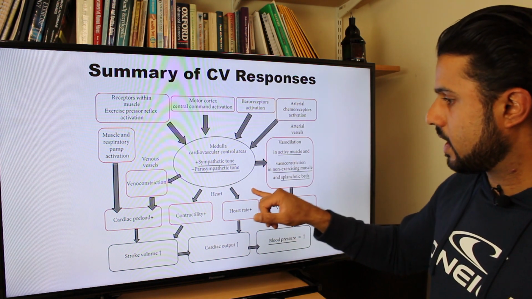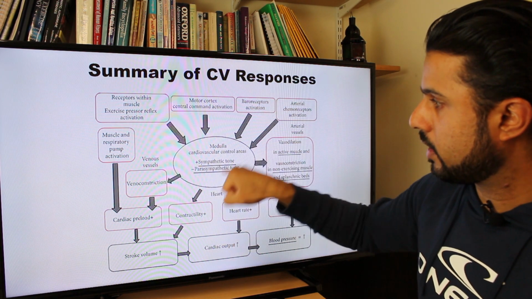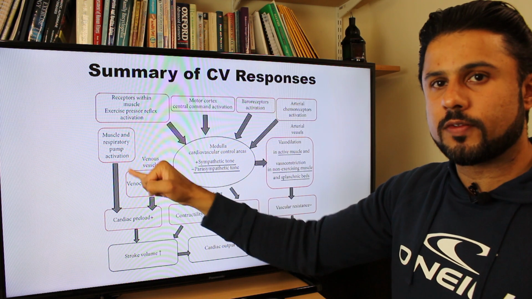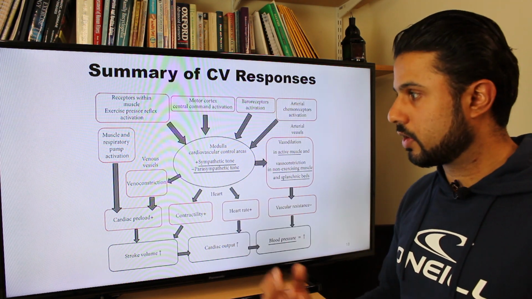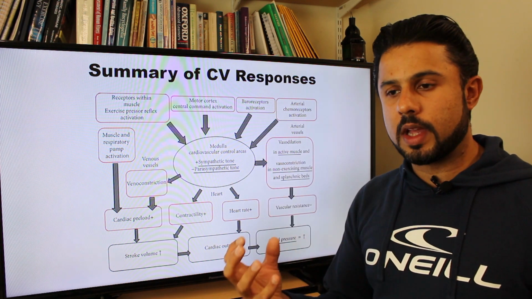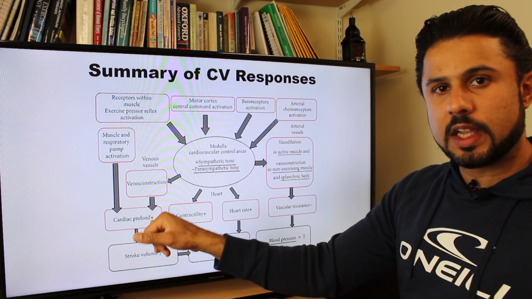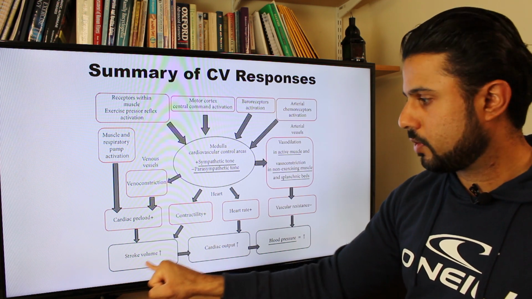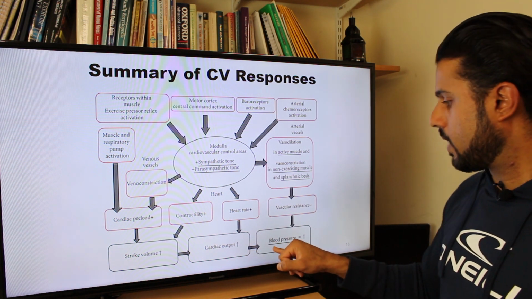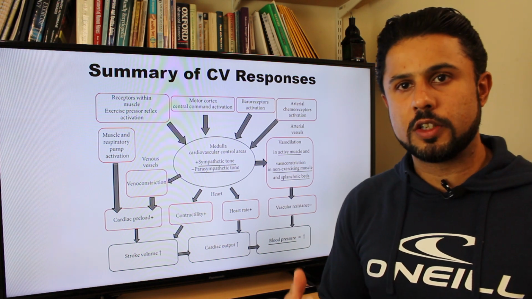Essentially, we also talked about the muscle and respiratory pump, which independently of what's happening in the brain, mechanically increase cardiac preload. So the squeezing of the veins by the calf muscles, and also the respiratory pump, the change in thoracic volume drawing blood into the right atrium, they increase cardiac preload. That will lead to an increase in stroke volume. Along with some of the other changes, you'll have an increase in cardiac output. That will increase blood pressure, and blood pressure is extremely important for the perfusion of our tissues during exercise.